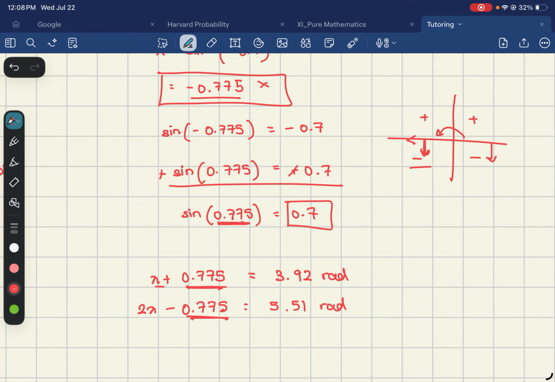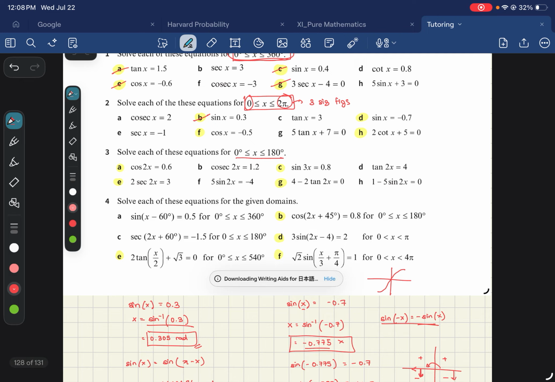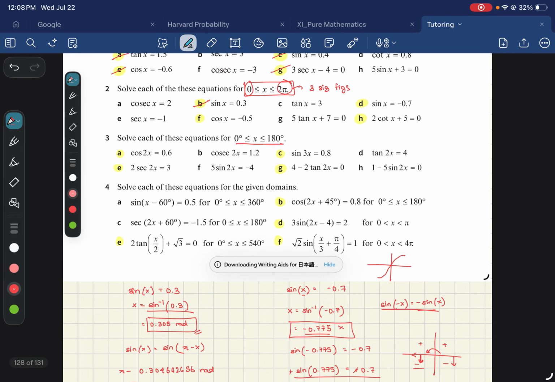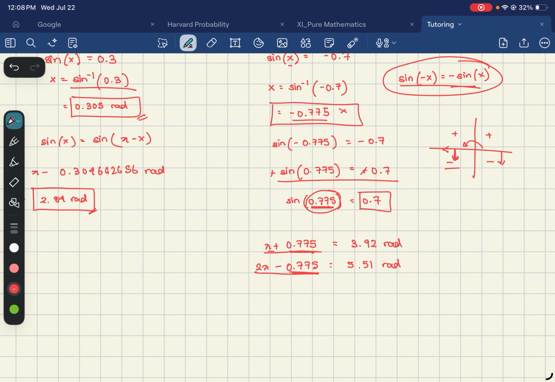So I hope this made sense. If your angle is negative, you want to look at your domain restriction. Your domain said you can't have anything less than 0, so you just figure out what your acute angle is. Using symmetry, and the fact that sine is an odd function, you know that sine of 0.775 is 0.7. Then you just take that to the third quadrant and the fourth quadrant by adding and subtracting it to pi and 2 pi respectively, right? So that is how you get 3.92 and 5.51 radians. These are your solutions.